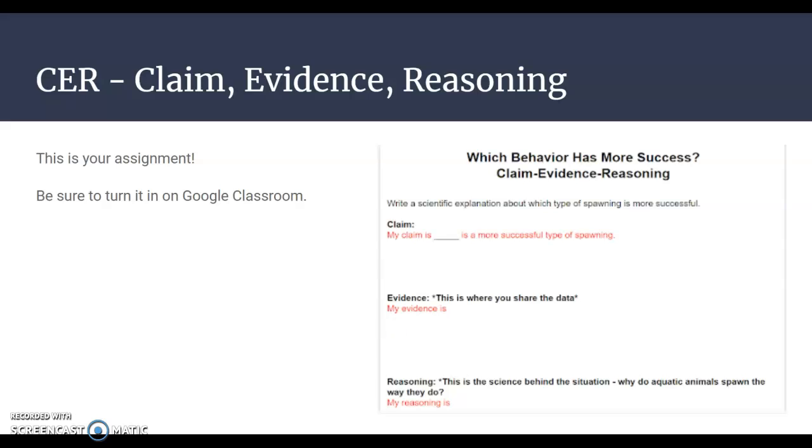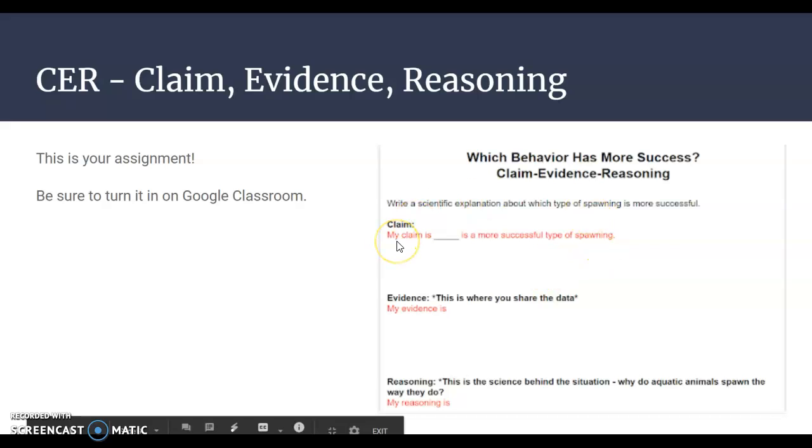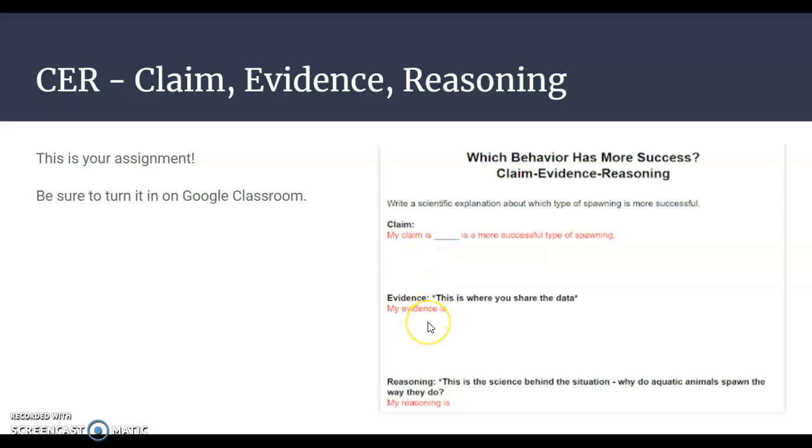All right, so here's your assignment. Make sure you're accessing it on Google Classroom. This is claim, evidence, and reasoning. So I want you to make a claim: which type of spawning is more successful? I've typed in red your sentence starters. I've included some information with the asterisks to help you narrow this. I know we haven't done a lot of this formally, even though we have had claim, evidence, and reasoning in class. We've had this in our discussions. I'm just asking you now to put it on paper.